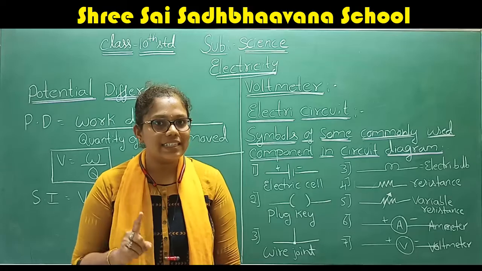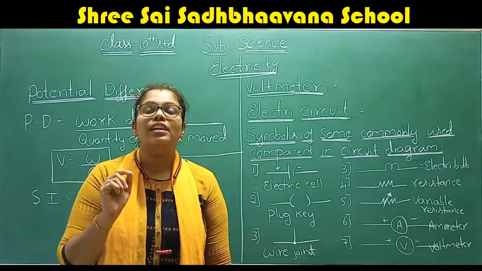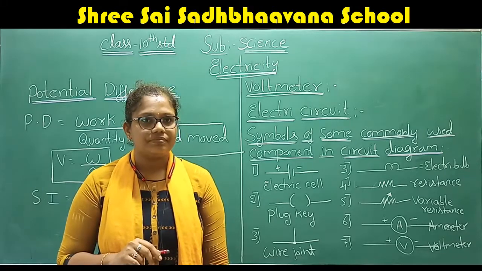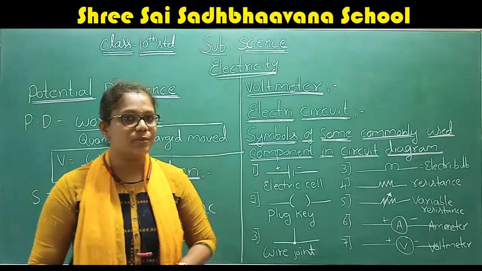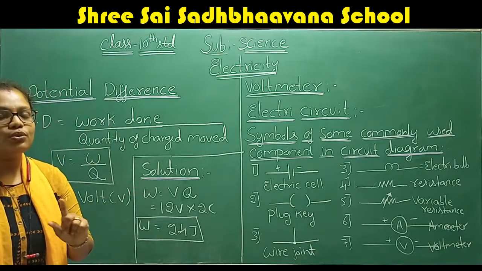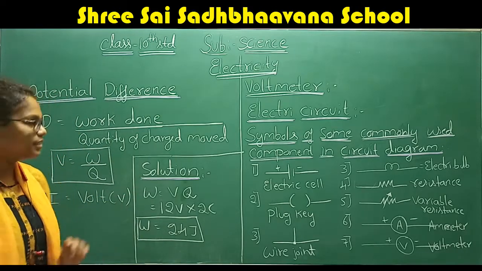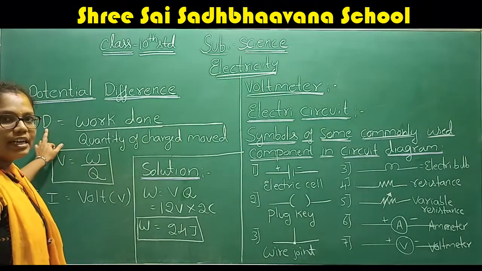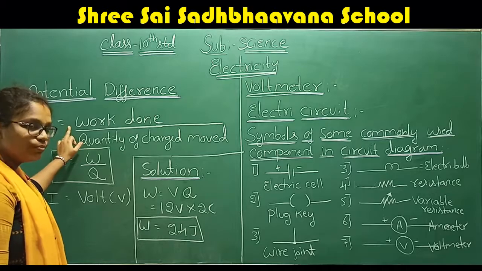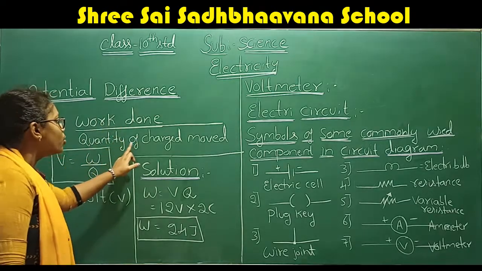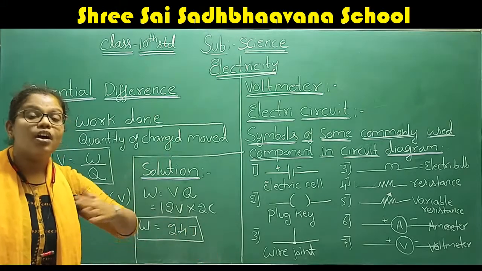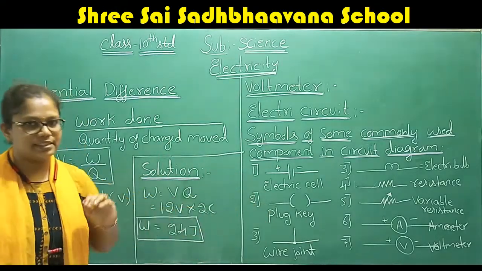I said that in this class we are going to discuss the relation for the potential difference. What is the formula to find the potential difference? PD indicates the potential difference. Potential difference is equal to work done by quantity of the charge moved, that is, how much charge is moved from one place to another place.